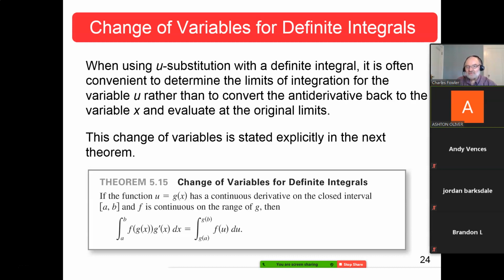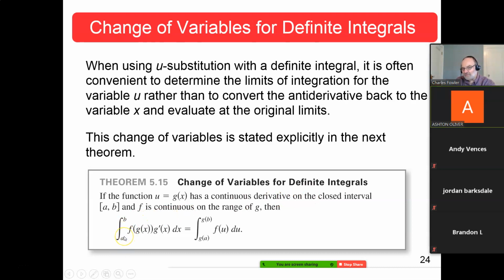This change of variables is stated explicitly in the next theorem, Theorem 5.15: if a function u equals g of x has a continuous derivative on the closed interval a to b, those are the limits here, and f is continuous on the range of g. Now f is the outermost function. It's evaluated at the values of g, which would be the range of g. So f has to be continuous on the range of g, and u equals g of x has a continuous derivative on the closed interval a to b.